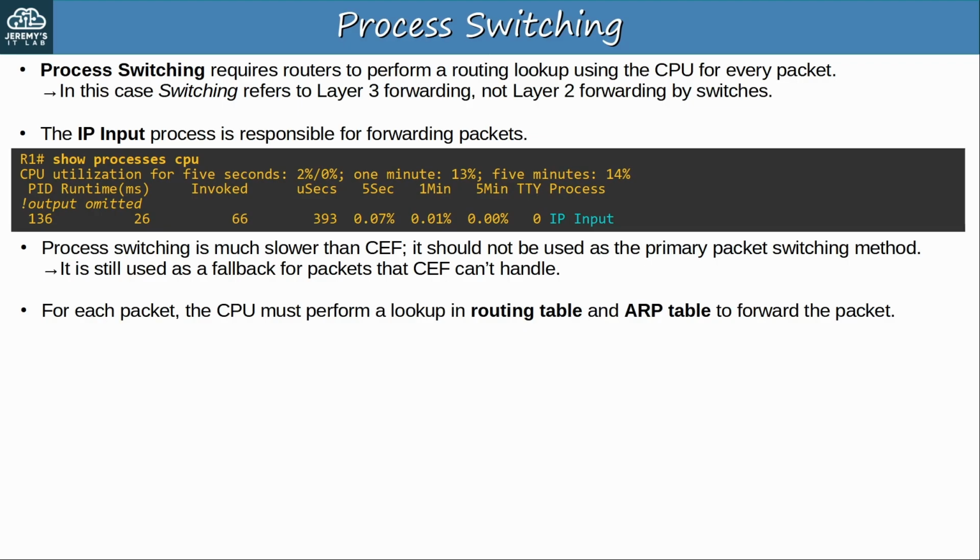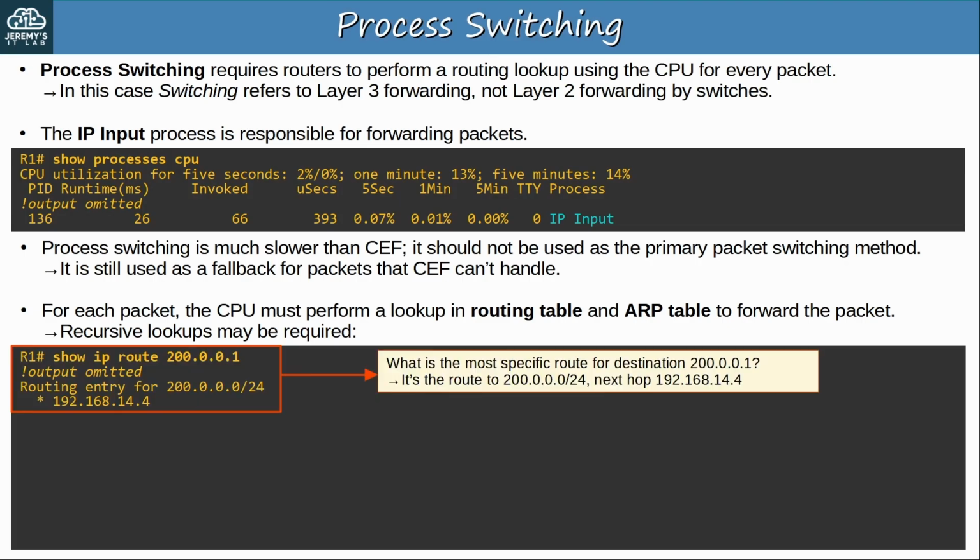With process switching, for each packet, the CPU must perform a lookup in the routing table and ARP table to forward the packet, and recursive lookups may be required. What do I mean by that? I mean that the CPU won't be able to find the answer with just a single lookup.